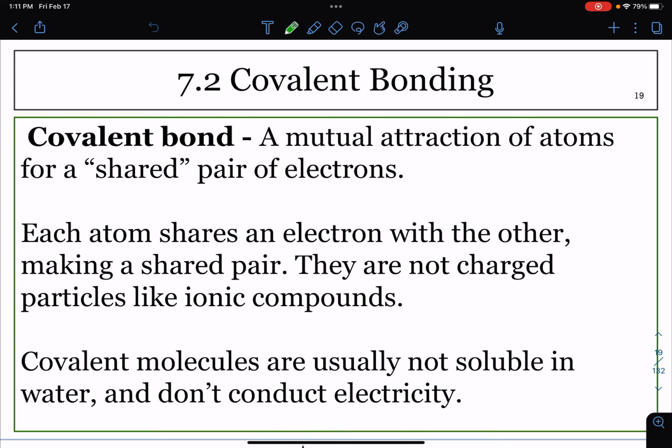When atoms share electrons, it's more like when you and another child are both playing with a toy together. You both have your hands on the toy and both getting to play with it. This is the way atoms share electrons. They both get to claim the electron as their own.